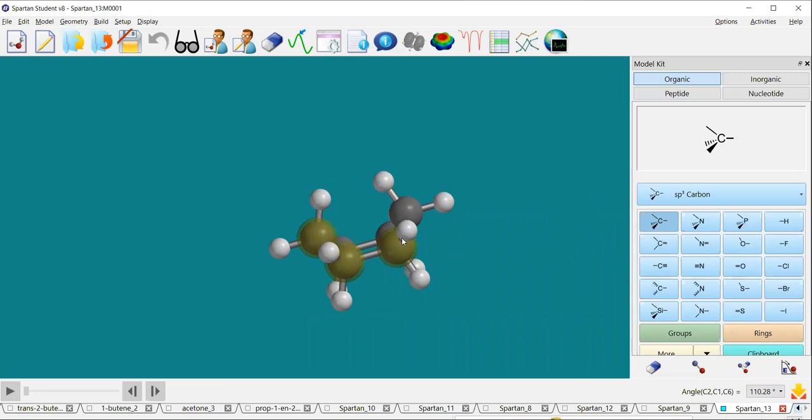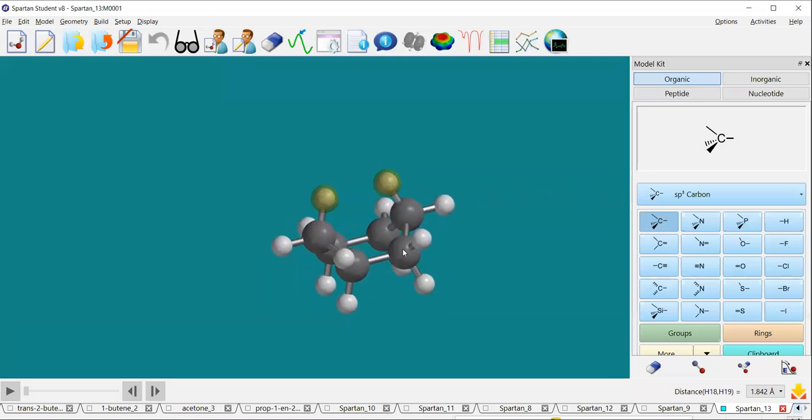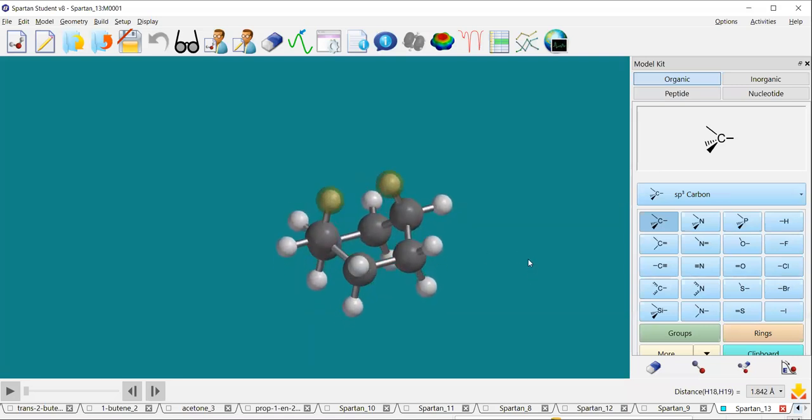We have to measure the distances between hydrogens to determine the steric strain, if it exists. I'm interested in these flagpole hydrogens. Let's measure this distance first. Okay, 1.824 angstroms. Now let's measure these distances between side axial and side equatorial. So this one and this one, 2.276. Too close.